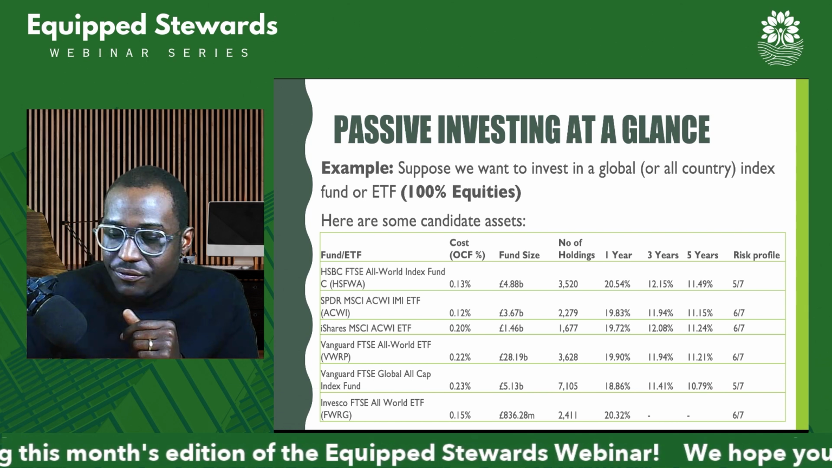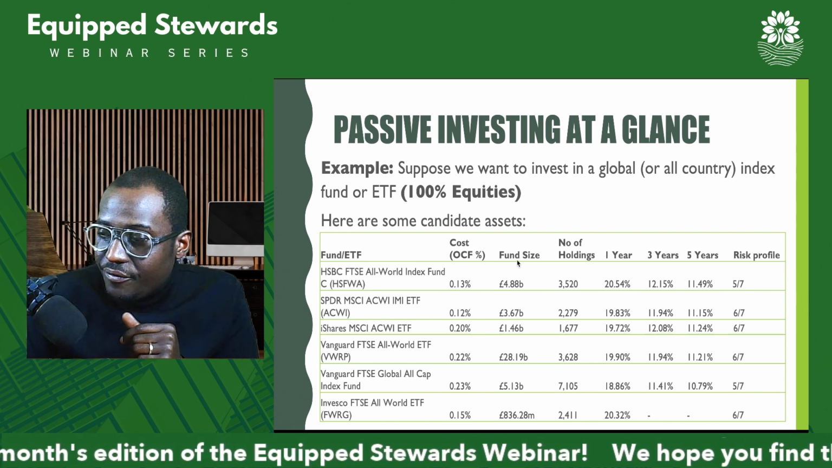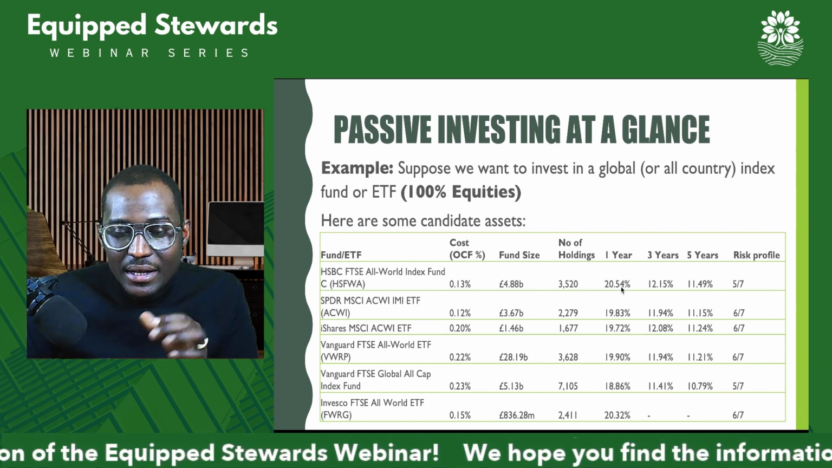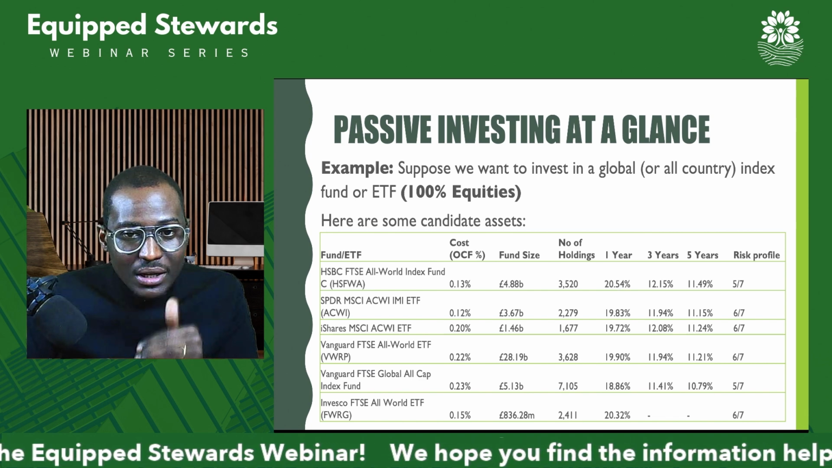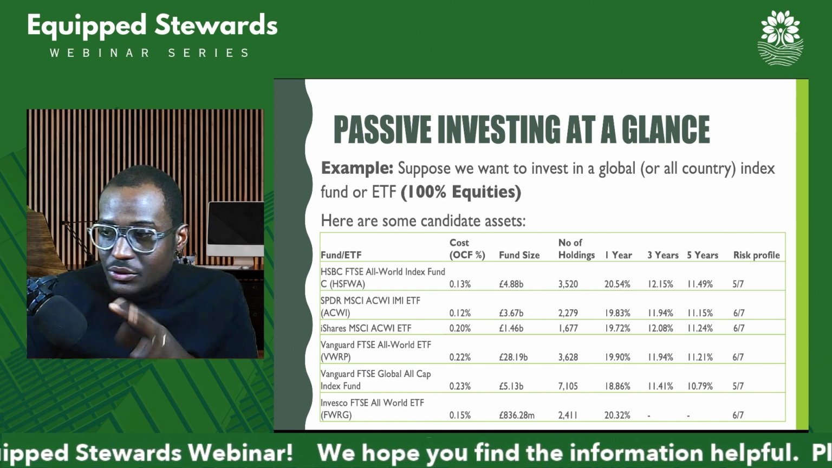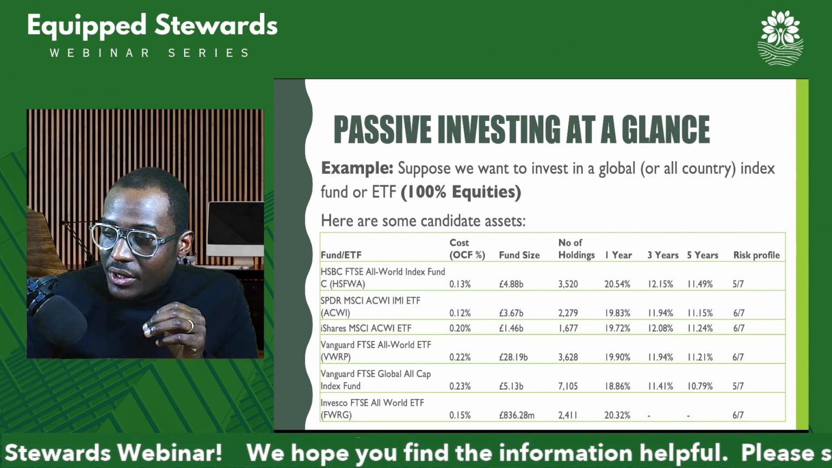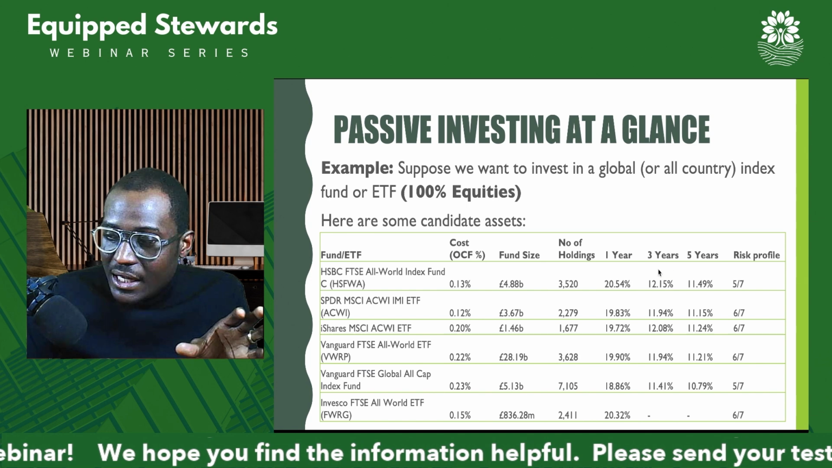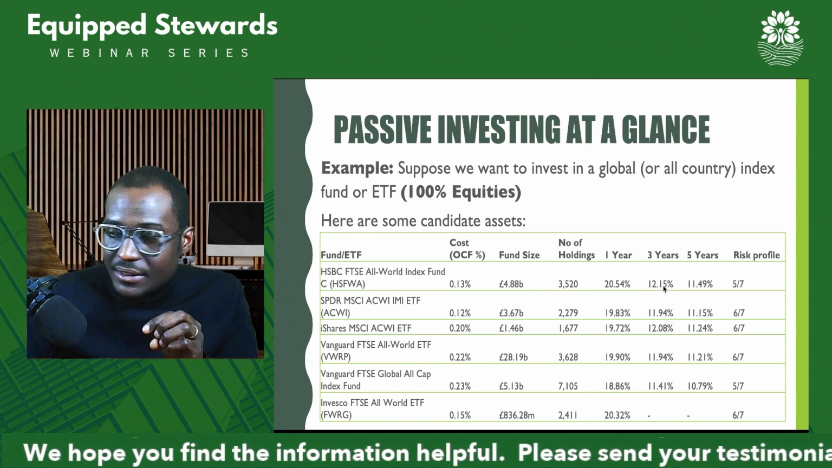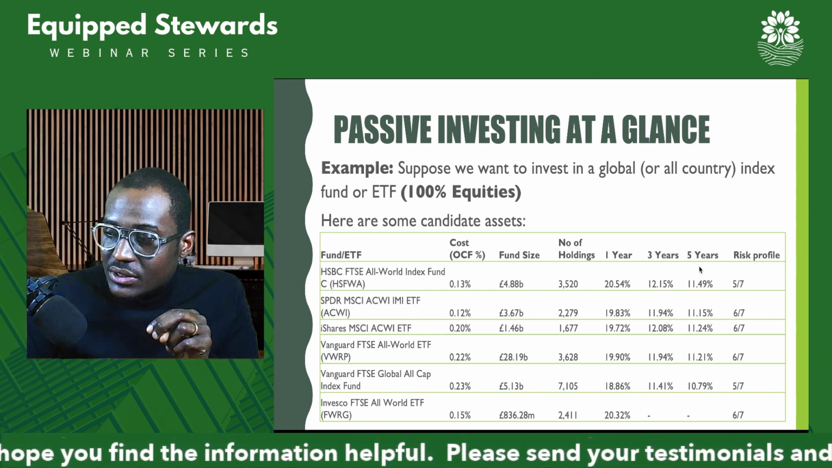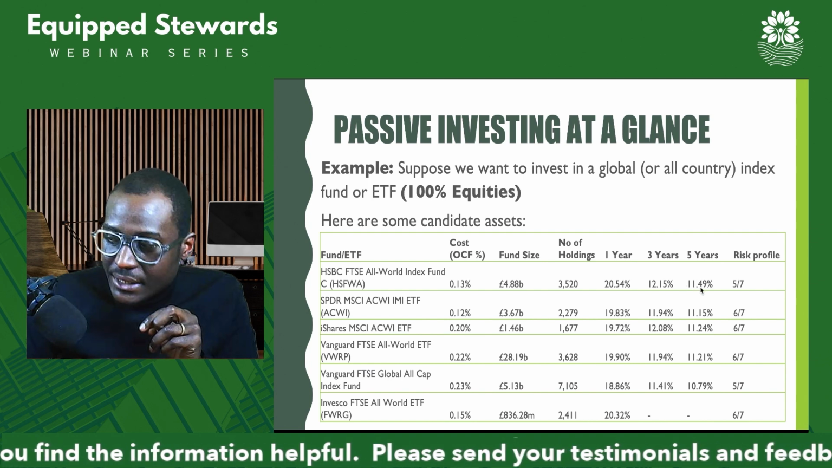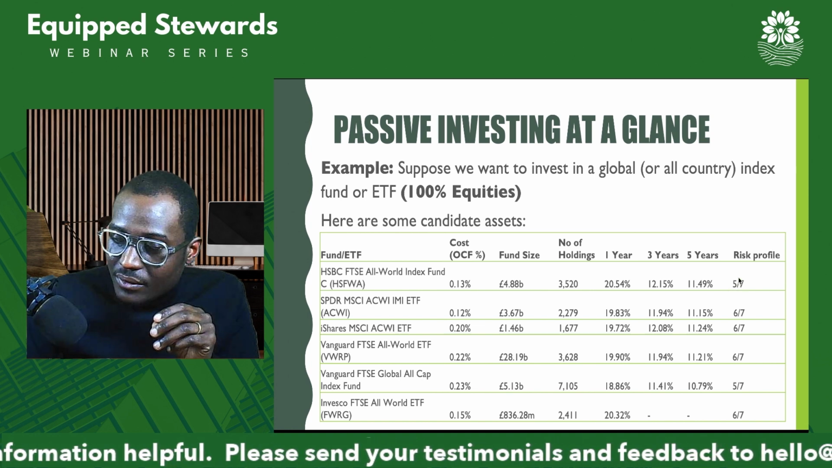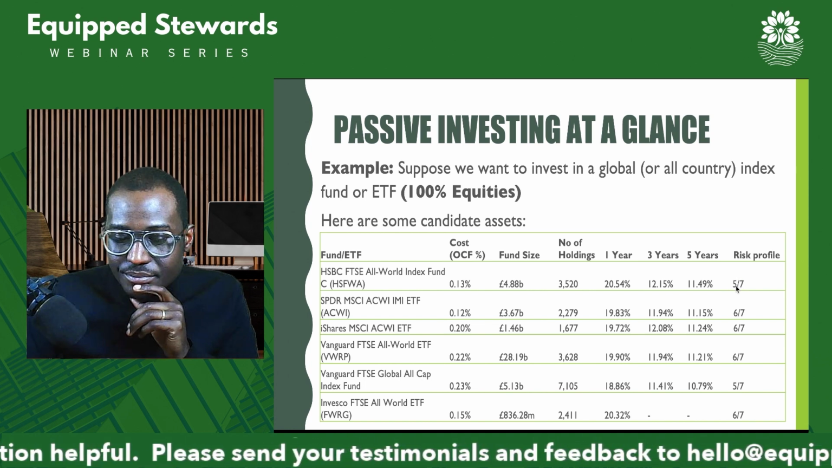Now, if you invest in this first fund, in the last 1 year, it went up by 20%. Remember, the graph that I showed you previously was on an annualized growth of 5%. But this one went up by 20% within the last 1 year. Within the last 3 years, it went up by 12.15%. And within the last 5 years, it's gone up by 11.49%. And then the risk level, on a scale of 7, they rank it as 5/7.